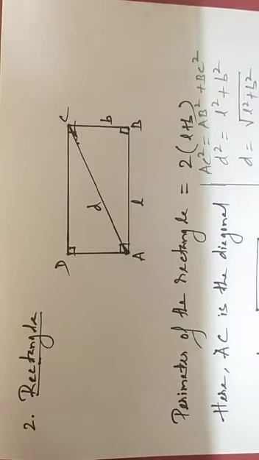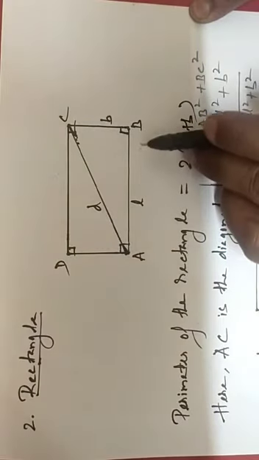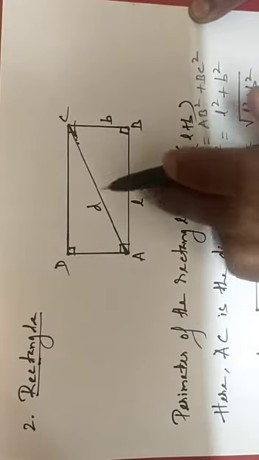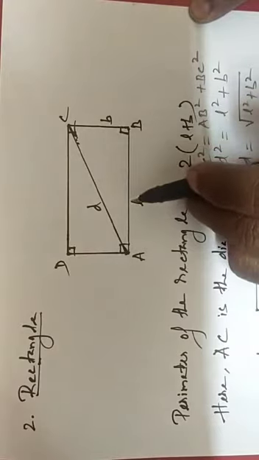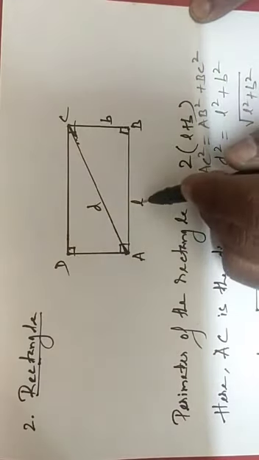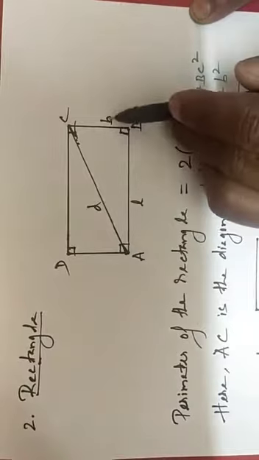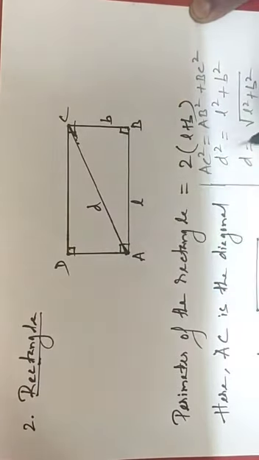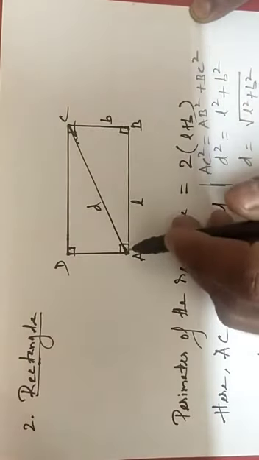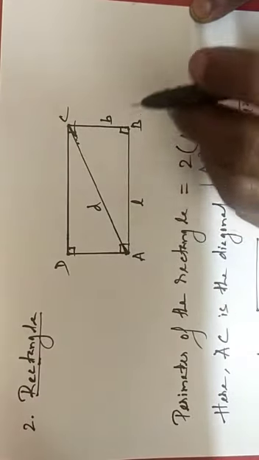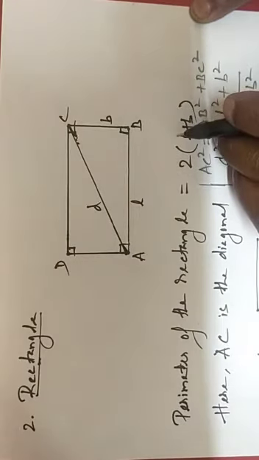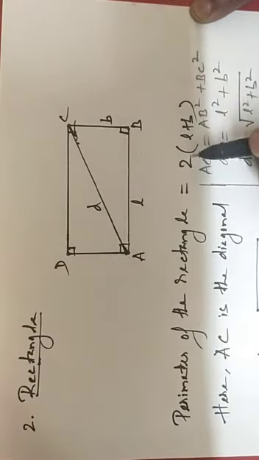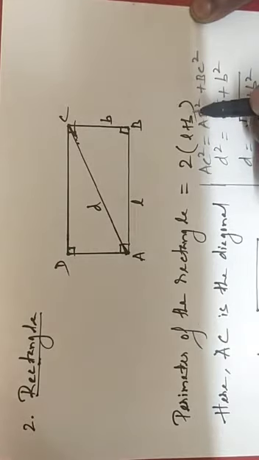Now you know very well about the rectangle. A rectangle is a four-sided figure in which the opposite sides are equal. If this is L, this side will also be L. This is B, this side will also be B. Each angle of a rectangle is 90 degrees. For finding the perimeter of the rectangle, the formula is 2 into (L plus B), that is, 2 into (length plus breadth).